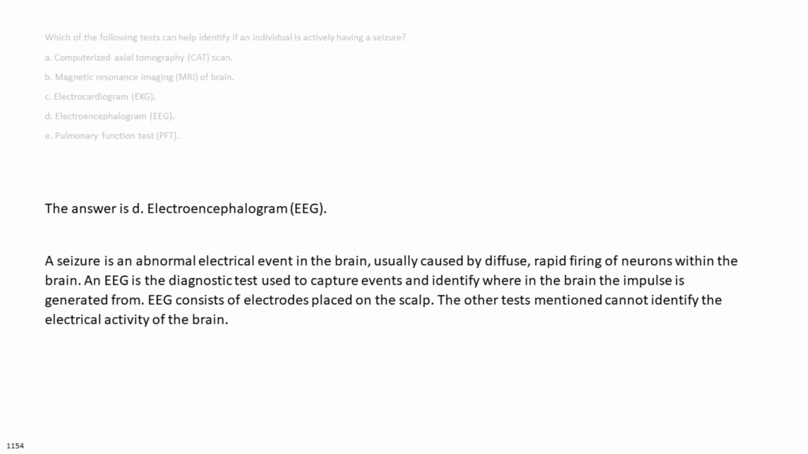The answer is D. Electroencephalogram, EEG. A seizure is an abnormal electrical event in the brain, usually caused by diffuse, rapid firing of neurons within the brain. An EEG is the diagnostic test used to capture events and identify where in the brain the impulse is generated from. EEG consists of electrodes placed on the scalp. The other tests mentioned cannot identify the electrical activity of the brain.